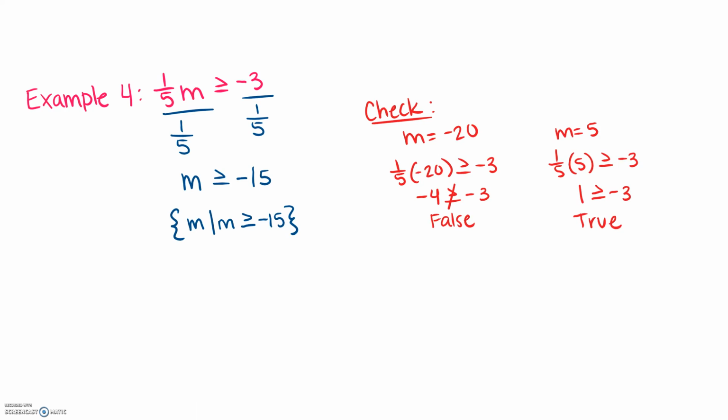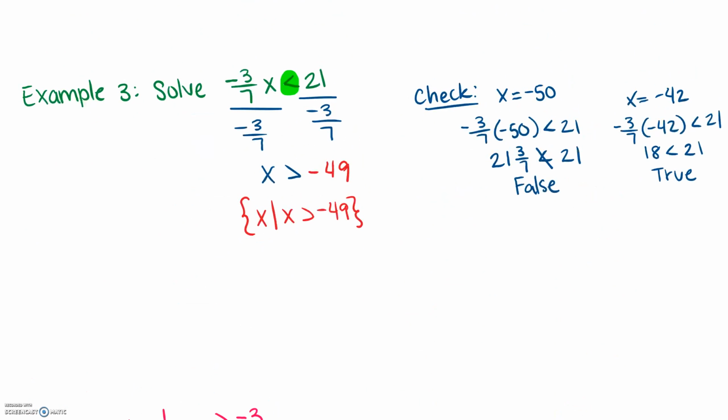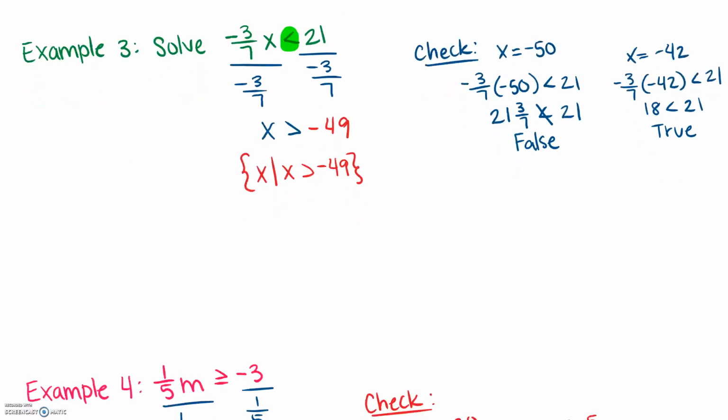All right, on here, notice that we did not have a negative sign that we divided by. We had a negative 3 right here, but we didn't actually divide or multiply it. So as long as you are not multiplying or dividing the number that is negative, then you do not have to change the inequality sign, only if it is what you are dividing into another number or multiplying into another number. Like example 3, we were dividing by negative 3/7.